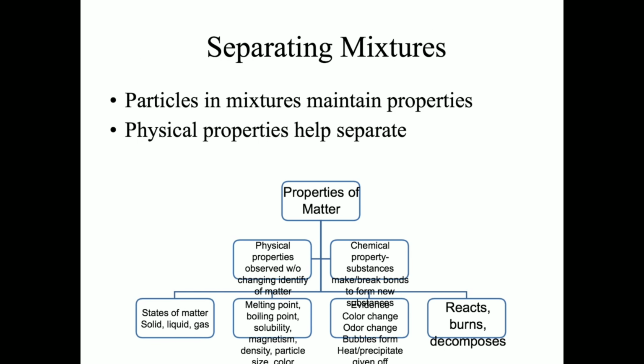Physical and chemical changes are very closely related to physical and chemical properties of matter. We observe physical properties of matter without changing its identity. And we observe chemical changes by reacting the matter and changing the bonding, which therefore changes the formula, the name, and the properties of matter.